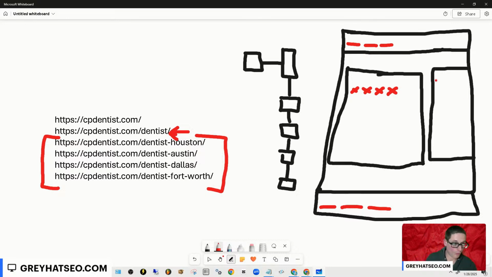Then we're going to go over in our sidebar, or it could even be, let's say there's some words here. Let's say we have 2,000 words of content here. Another section of the page, what we're going to do is instead of writing dentist, we're going to say Houston Dental, Austin Dental, Dallas Dental, Fort Worth Dental. See that? Pointing to the same page with an internal link from the same page, utilizing a variation.